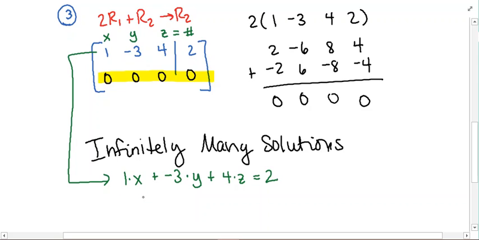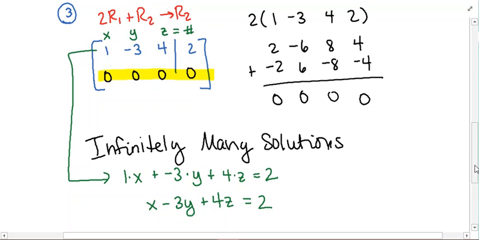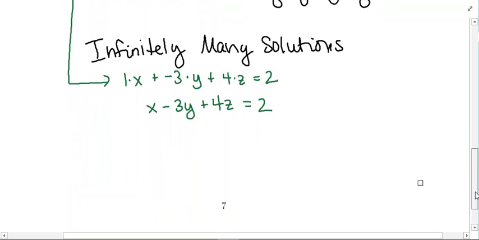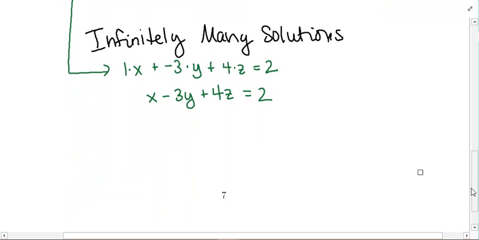We are going to clean this up. That gives us x minus 3y plus 4z is equal to 2. That's the only other row we have to translate at this point. From this, we're supposed to do the parameterization. You're probably wondering, what in the world do I do here? One of these variables has to be your t, and then you write the others in terms of the t. This one's a little bit strange.